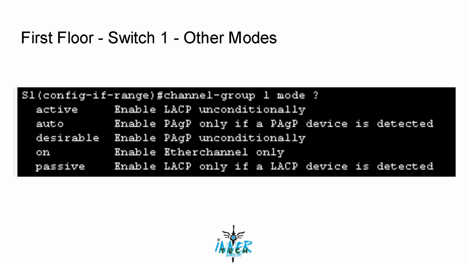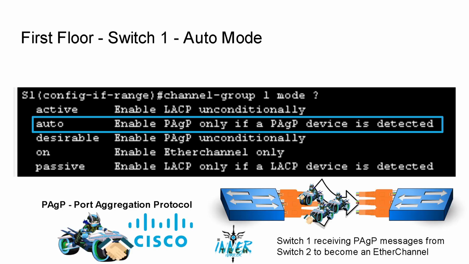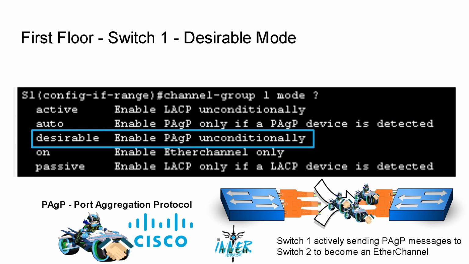The other channel group mode options include Auto, which uses Port Aggregation Protocol, or PAGP, which is Cisco's version of LACP. That means it would work if you were connecting only Cisco switches with one another. And Auto will only negotiate if it's connected to another PAGP interface on another switch. Meaning, the switch that has Auto is waiting for the other switch to send some PAGP frames. Desirable is like the PAGP version of active, where it will actively try to negotiate the ether channel.